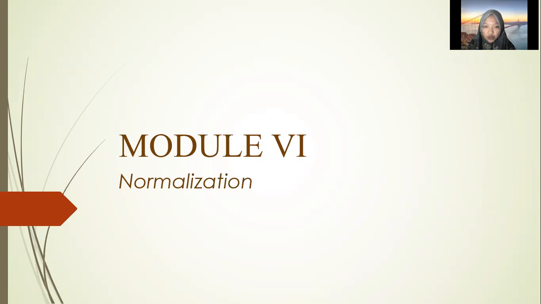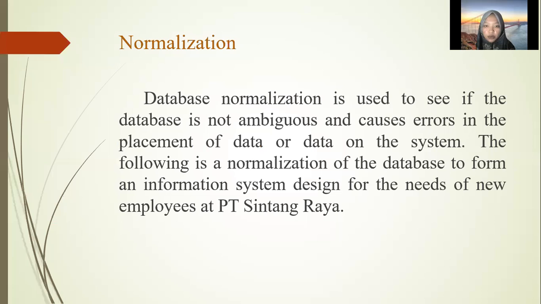On this occasion, I will explain one of the chapters in the analysis and design report of information system on Module 6, namely the normalization chapter. Normalization is used to see if the database is ambiguous or can cause errors in placing data on the system.